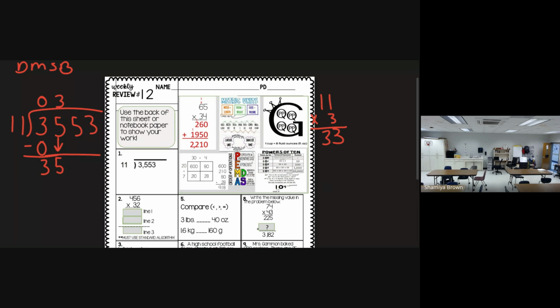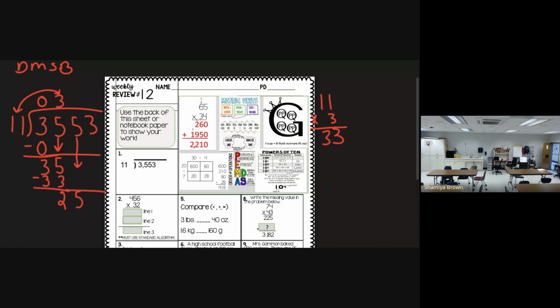So now I multiply 3 times 11. Whenever I put a number up here on the top, I always multiply it by the number outside the box of the house. So 11 times 3 is 33. Now I'm back at the S, which is subtract. 5 minus 3 is 2, and I know 0 minus 3 is 0, so I don't even have to put that 0 down. Now I'm back at the B, which is bring down. So now I'm bringing down this 5 down here. So now I have a new number, 25.